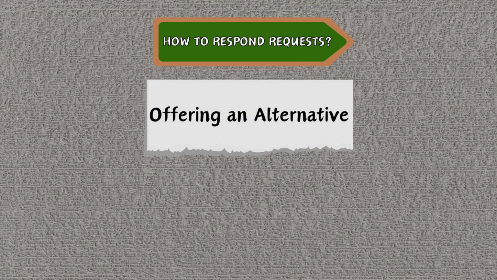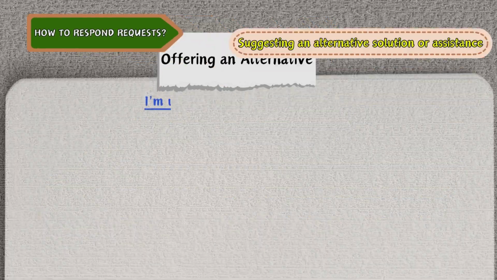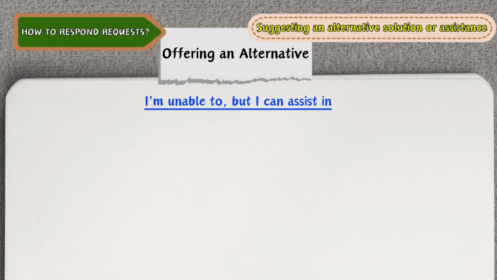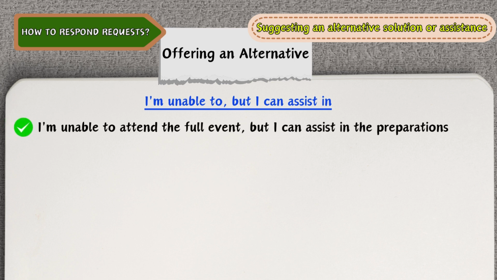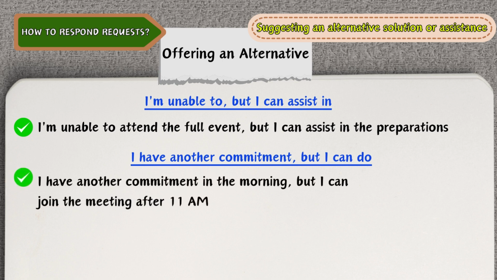Offering an alternative. Suggesting an alternative solution or assistance. I'm unable to, but I can assist in. Example: I'm unable to attend the full event, but I can assist in the preparations. I have another commitment, but I can do. Example: I have another commitment in the morning, but I can join the meeting after 11 a.m.